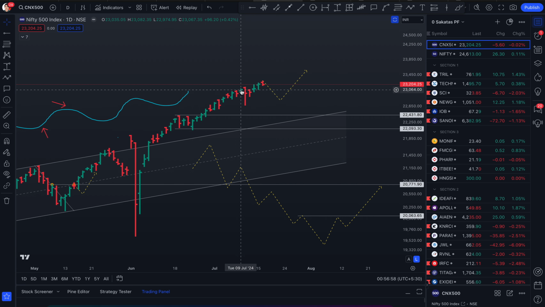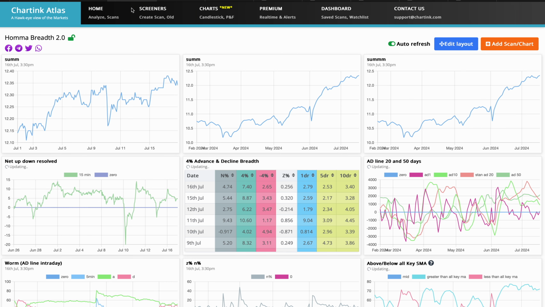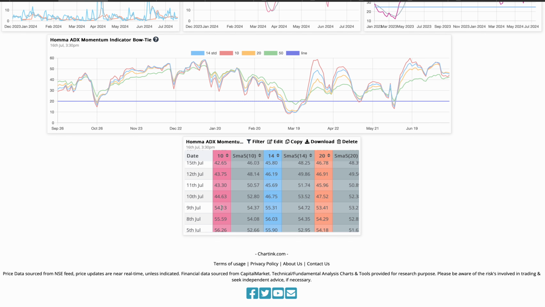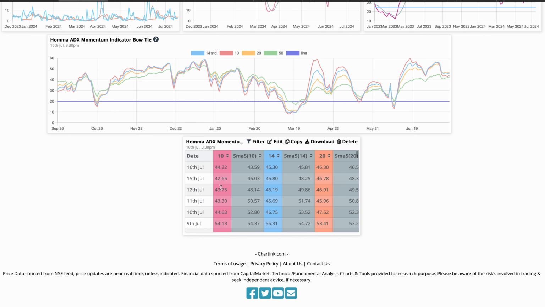So although this looked quite a positive day, the breadth actually showed you that something is slowing down, and that something was momentum. Correct? Right. That something was momentum, and so momentum slowed down on 9th, and then on 10th also it was bearish, well below 5 SMA. 11th still below, 12th still below, 15th still below, 42, 46.